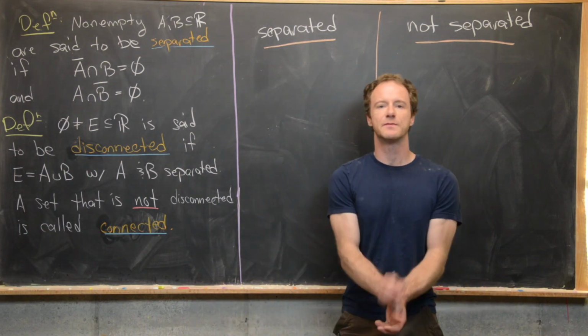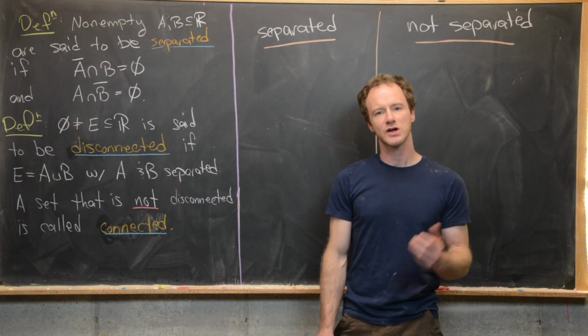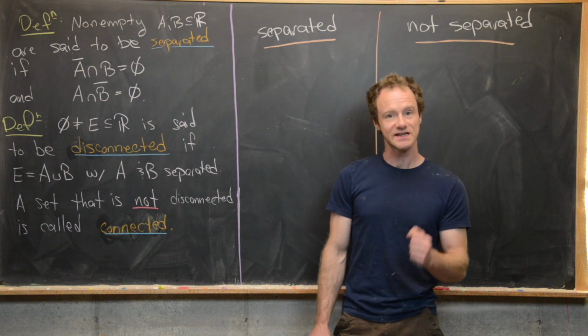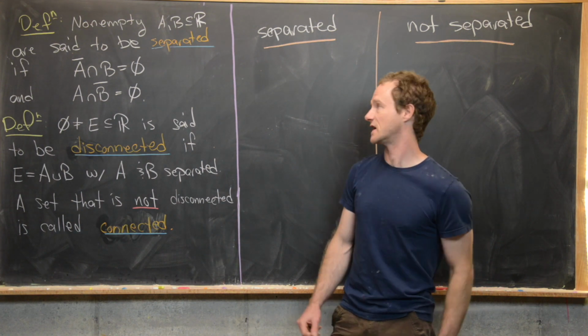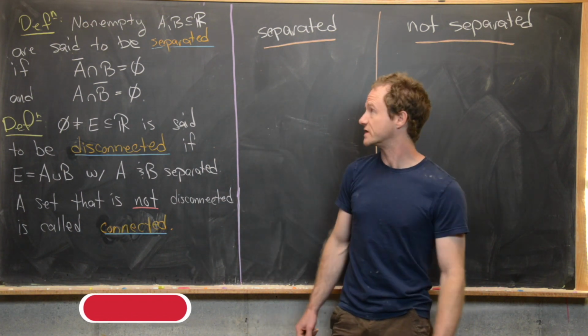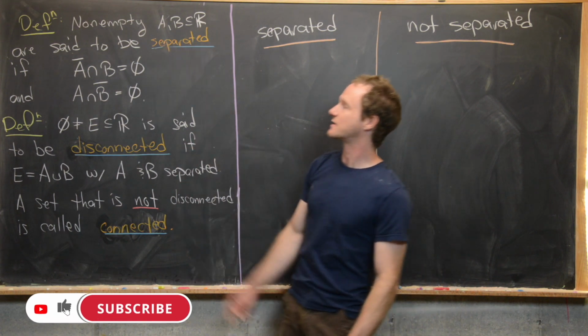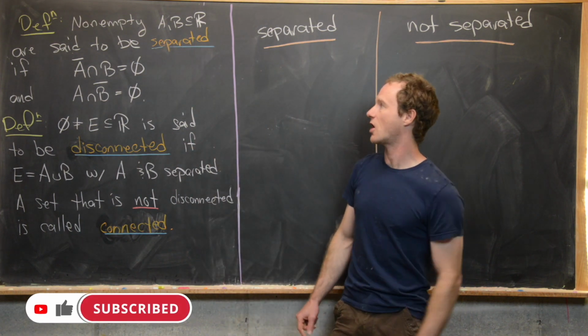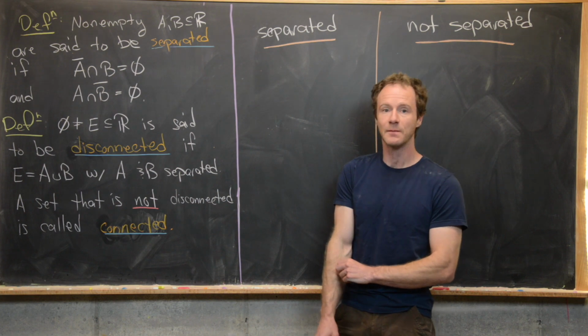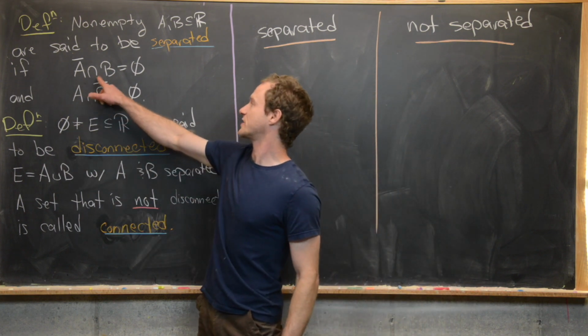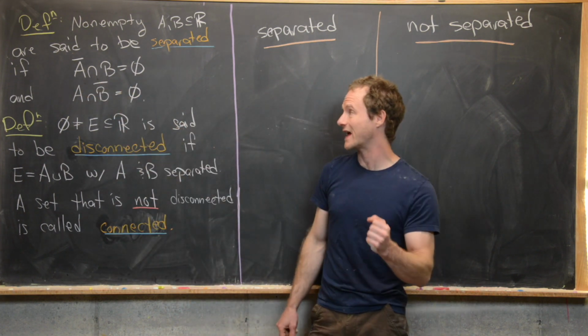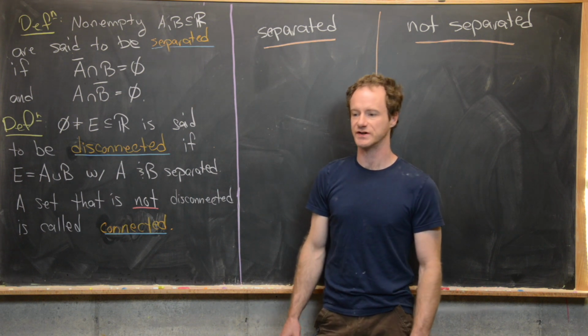Continuing our study of the topology of the real number line, we want to look at separated sets, disconnected sets, and connected sets. So let's look at a few definitions. Non-empty sets of real numbers A and B are said to be separated if A closure intersect B is empty and A intersect B closure is empty.